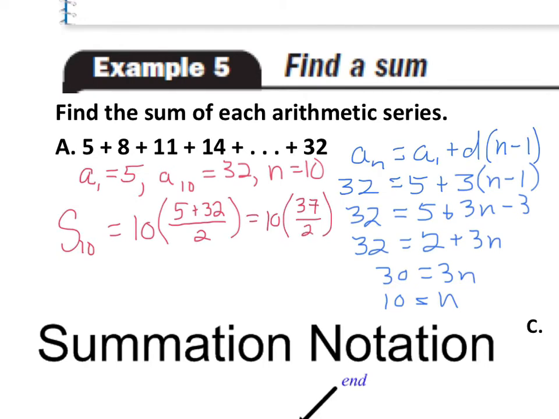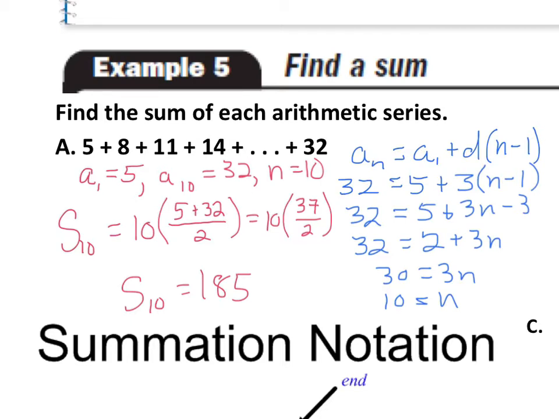10 times 37 is 370. 370 divided by 2 is 185. So the sum of the first 10 terms is equal to 185. Ladies and gentlemen, why don't you go ahead and tackle part B on your own.